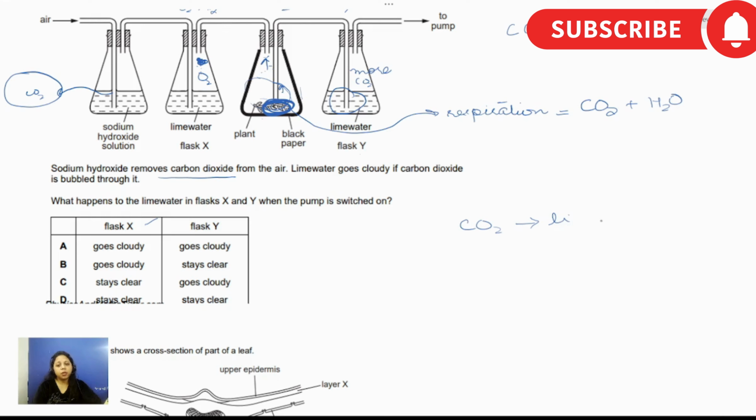This is the test we use in biology as well as chemistry. How do we detect carbon dioxide? We add lime water, and the end result would be that it will turn cloudy. So, what do you think would be the correct answer? Which flask would turn cloudy and which will stay clear?